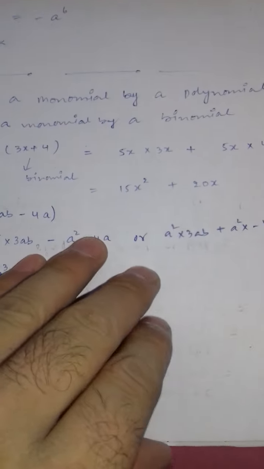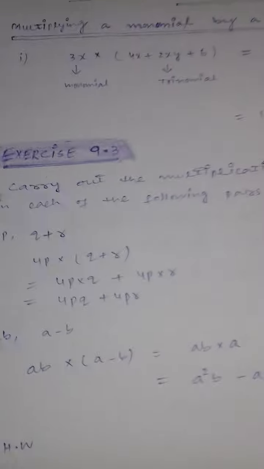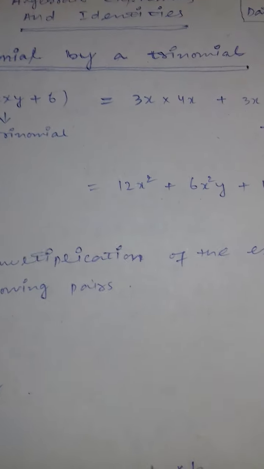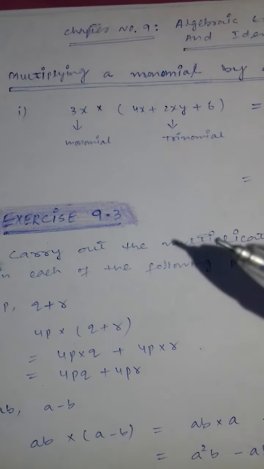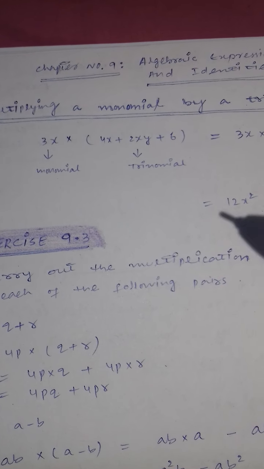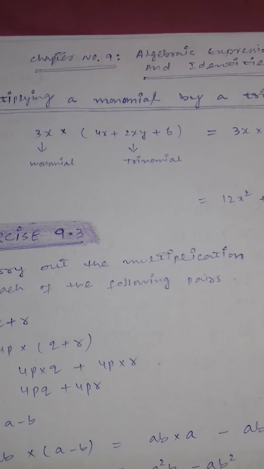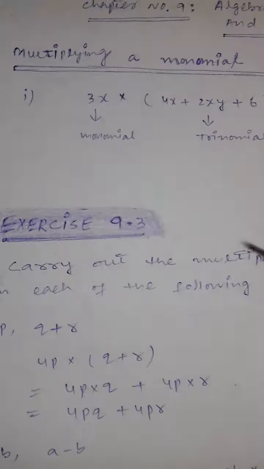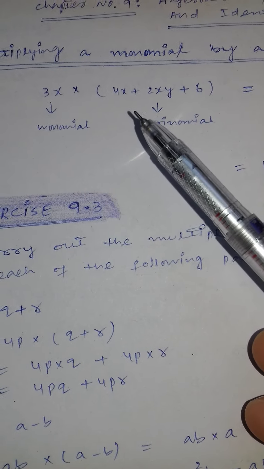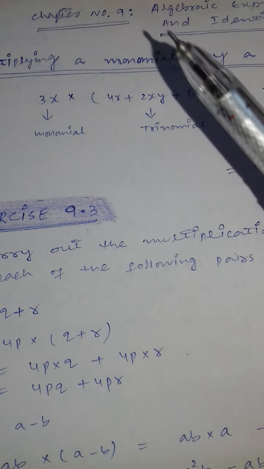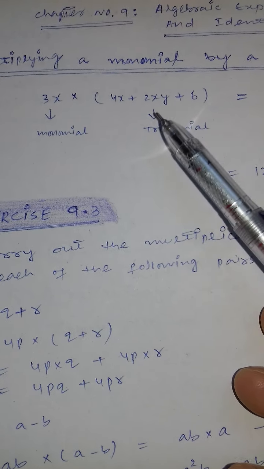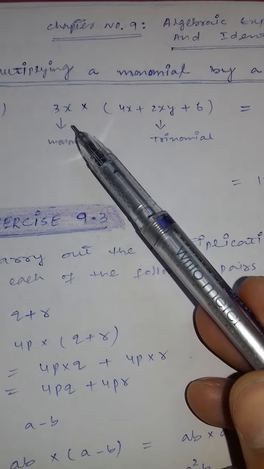Okay, now let's move to the next. Next is multiplying a monomial by a trinomial. You have seen in the first case it was a monomial by a monomial. In the second, we learned how to multiply a monomial with a binomial. Now our topic is how to multiply a monomial with a trinomial. Trinomial means an algebraic expression containing three terms, a polynomial having three terms. See, one term, two, three terms.